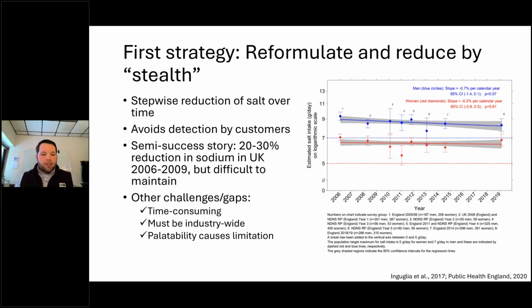And this approach is challenging because it's time consuming, right? And it must be industry wide or changing the taste profiles of a whole population. And it also changes palatability, which is a huge limitation. So reducing and reformulating by stealth is probably not the best avenue, but it would be the first one to explore.